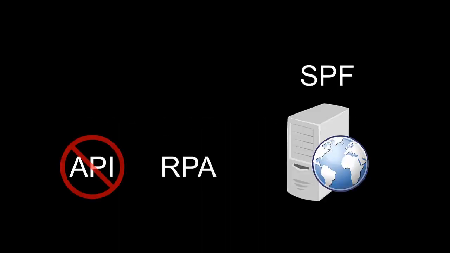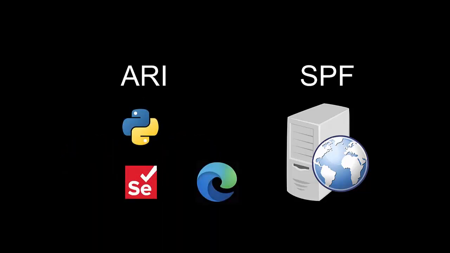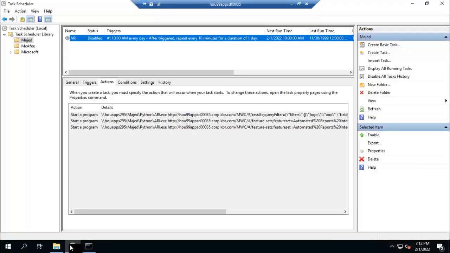Instead of using REST API to get reports from the web server, we used Python and Selenium to control Microsoft Edge browser and access the already developed web client. In this demo, we will see 3 types of reports.